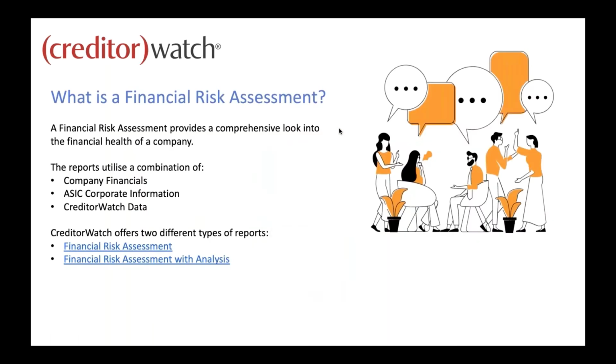Let's get into it then. What is a financial risk assessment? So what we're doing is we're combining a bunch of information that you currently have access to, and then utilizing financial information and the skills of an analyst. So it's providing you with a comprehensive look into the financial health of a company. It's utilizing, first and foremost, the most important thing that we have to have for this report are company financials. Now, as I said, they can be available via ASIC if the entity is a reporting entity and they have to upload their financials on an annual basis to ASIC.